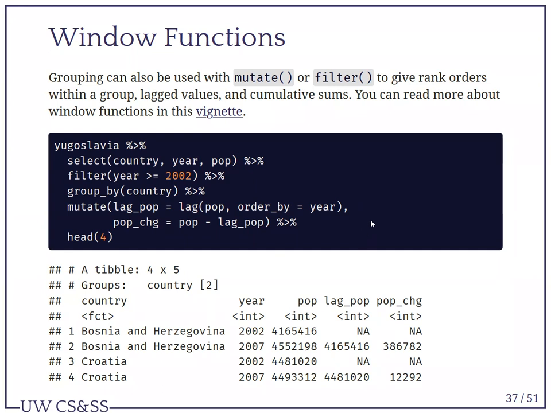And when we look at this, we'll see that for Bosnia and Herzegovina in 2002, population was this. The lag population is going to be an NA because there isn't a earlier year in the data set than 2002. But for 2007, the lag population is the same as population here. And the same thing for Croatia. The lag population in 2007 is the same as the population was in 2002.